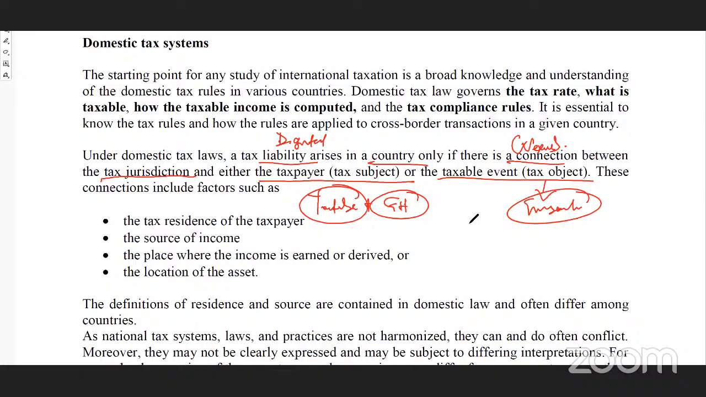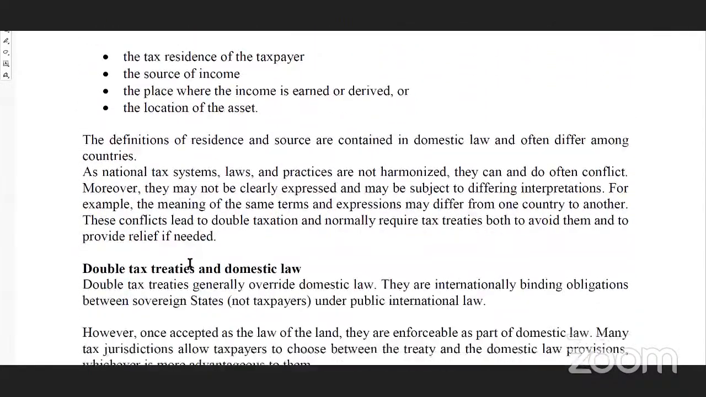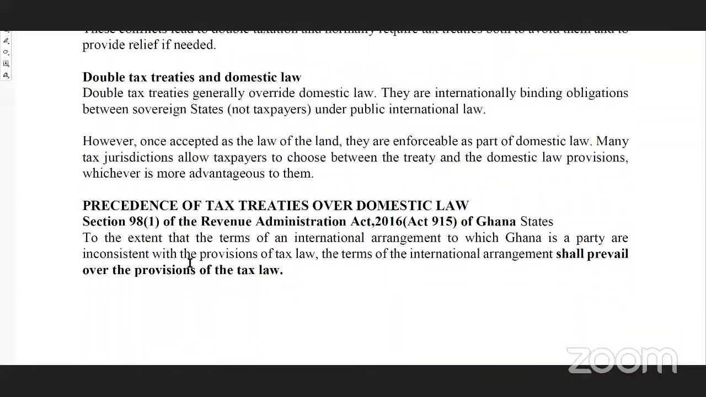Do you understand? So if you want to check all these things, these factors or this nexus, you need to establish the residence of the taxpayer, where his income is coming from, the place where the income is earned or derived, and the location of a taxable asset. Okay, so these are the rules that we use to check connections we have between jurisdictions. Are we okay? So that is it. All these things that we are saying may cause a lot of problems, right? And we will come and look at it very well.